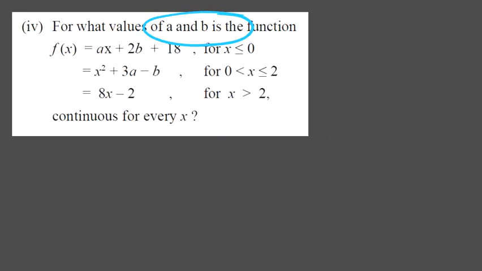Again, you need to find a and b, given that this function is continuous for all values of x. If it is continuous for all values of x, it is continuous at x equal to 0 also, and it is continuous at x equal to 2 also. So we will say that for this function, at x equal to 0, the left hand limit and right hand limit will be the same.